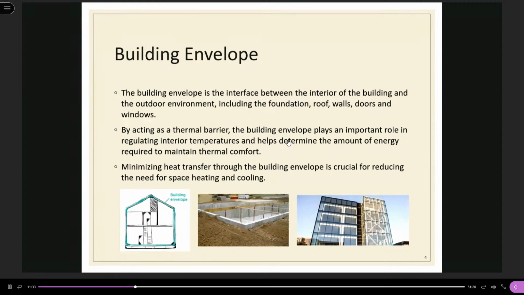We want to keep the interior cool from the outside hot weather, so we want to insulate and seal the wind. Sometimes we may want to seal all the openings, and we may want to use thick walls and so on. So this is the consideration about the building envelope. Minimizing heat transfer through the building envelope is crucial for reducing the need for space heating and cooling.